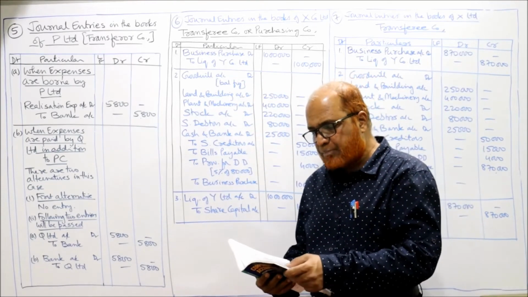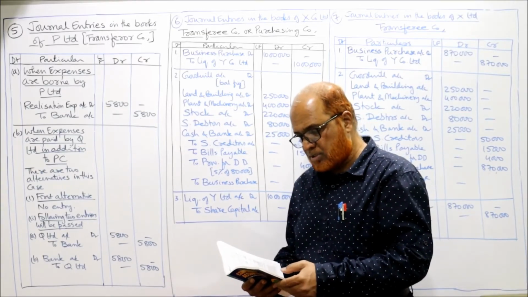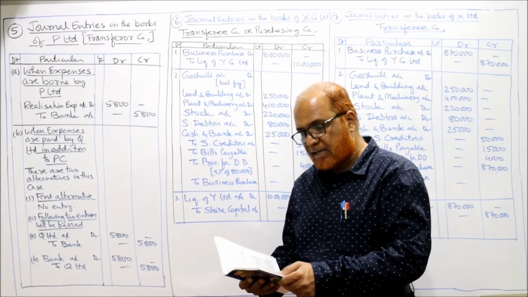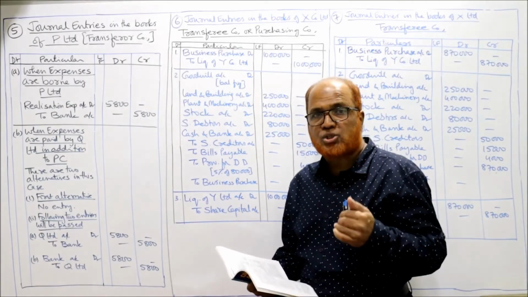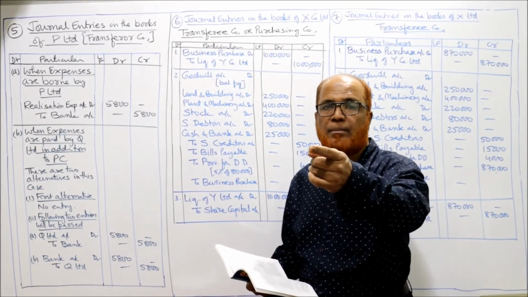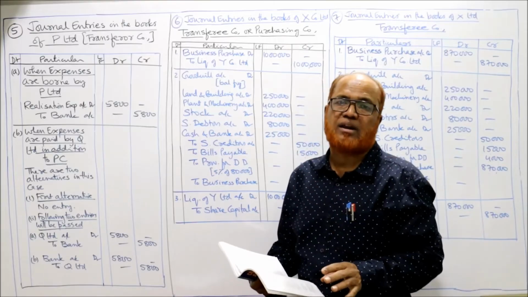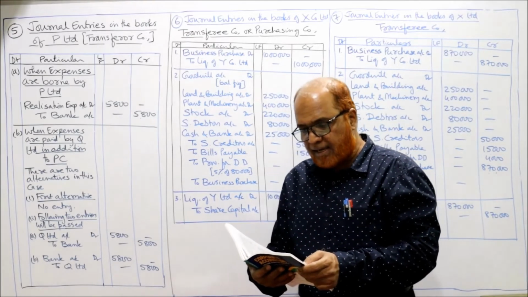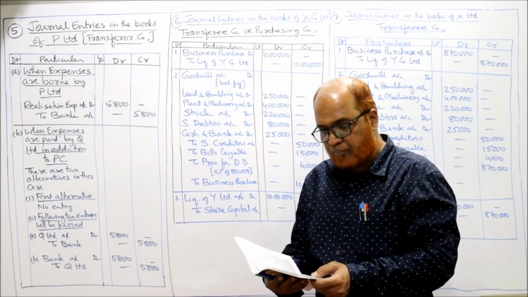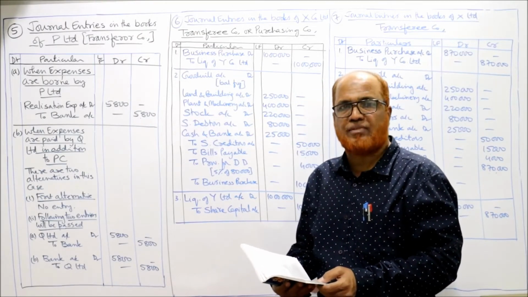P Limited was absorbed by Q Limited. Oh sorry, just now completed. X company takes over the business of Y company. So Y company is the transferor company. X company is the transferee company. And agrees to pay a sum of 10 lakh by way of PC. Purchase consideration is given 10 lakh.